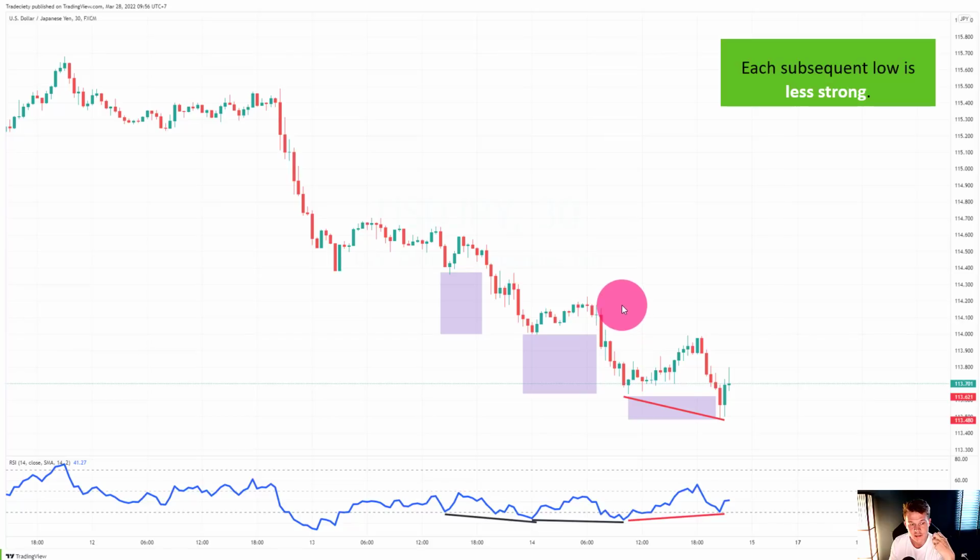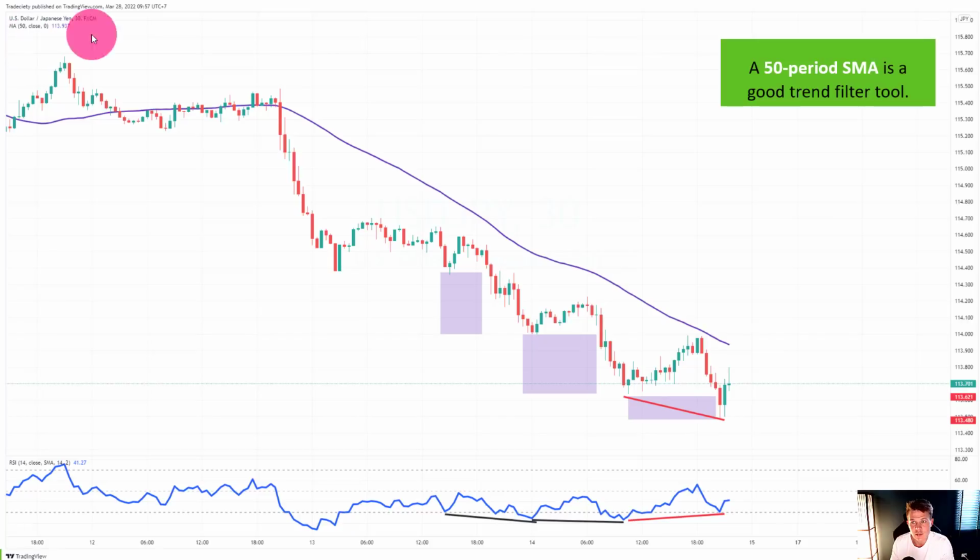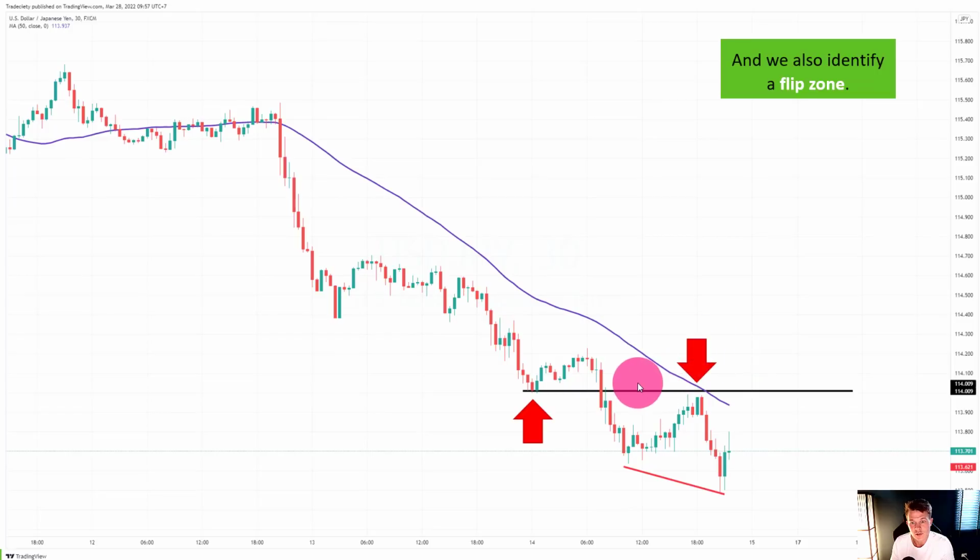And then we can take this one step further and see, is a trend rolling over? Sometimes a downtrend will lead to an uptrend. Not always, but sometimes. So let's see what we have here. We add the 50 SMA to our chart. It's a good trend filter tool. As long as the market is below the SMA, we are in a downtrend. So we also have a flip zone. Previous support turned into resistance, and it's right at the cluster here.